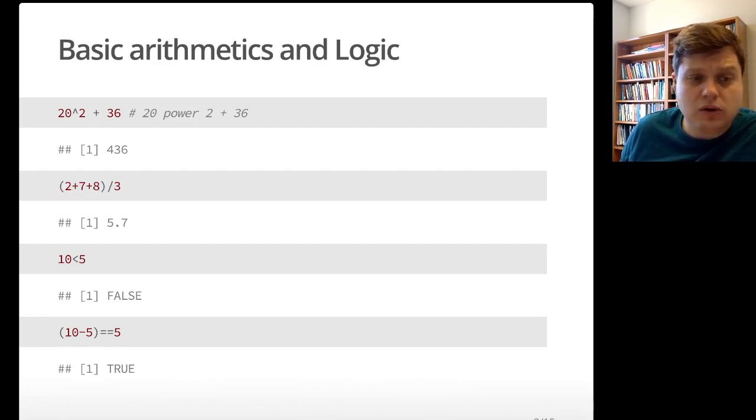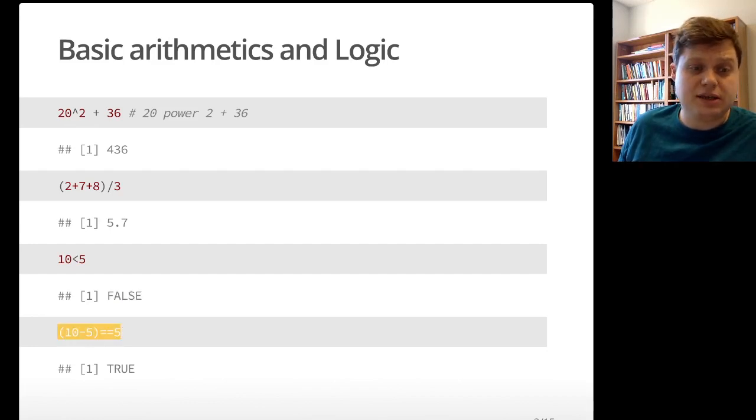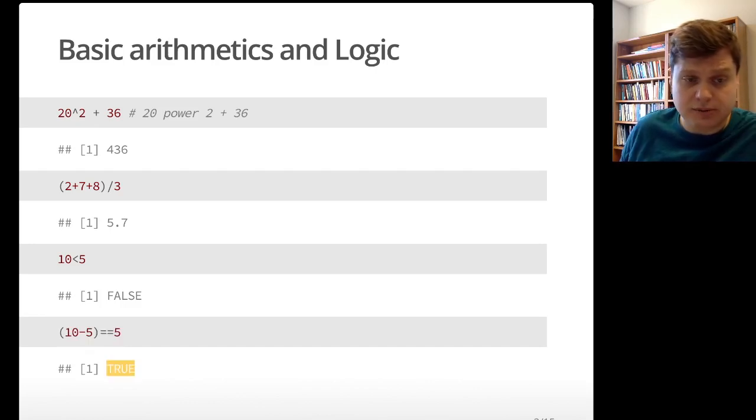And then you can do what is called logical operations. So you can, for example, compare two numbers. So you can ask R if 10 is less than 5, and R will tell you false. Or you can ask if the result of this operation, 10 minus 5, is equal to 5, and R will tell you true. So this is called a logical operation, and the result of a logical operation is either true or false, or 0 or 1, whatever you prefer.